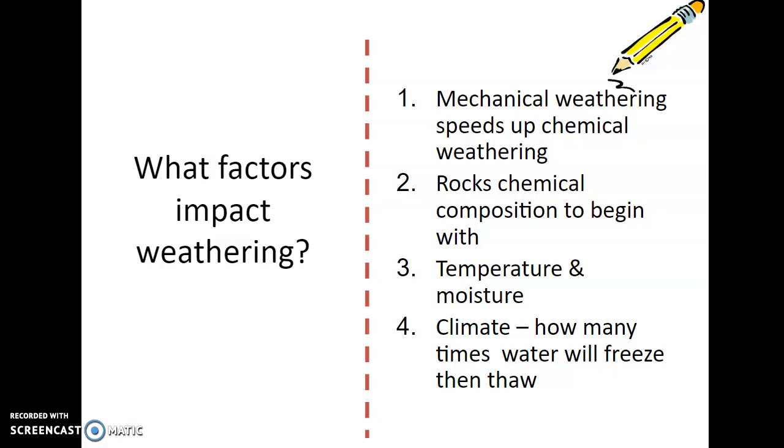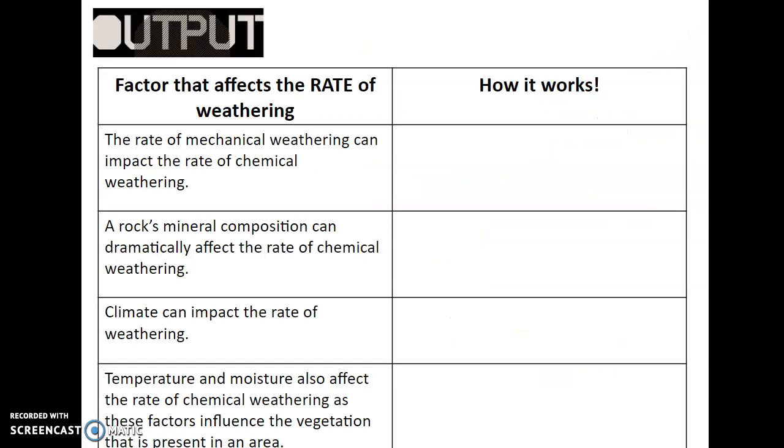All right, so rock's chemical composition to begin with also impacts weathering. So there are certain types of rocks that are more prone to being weathered compared to others. Then temperature and moisture, so those also impact weathering. And then lastly, climate. So how many times water will freeze then thaw is determined by climate too. So for example, if it's really cold, then you're probably going to get more instances of frost wedging, which is a form of mechanical weathering. But if it's a lot warmer, you might experience different types of weathering. So lastly, take some time to copy this output chart into your output.